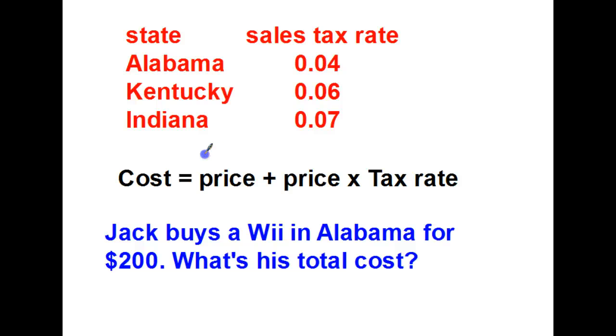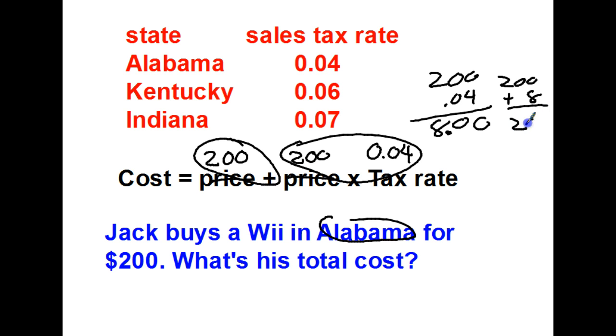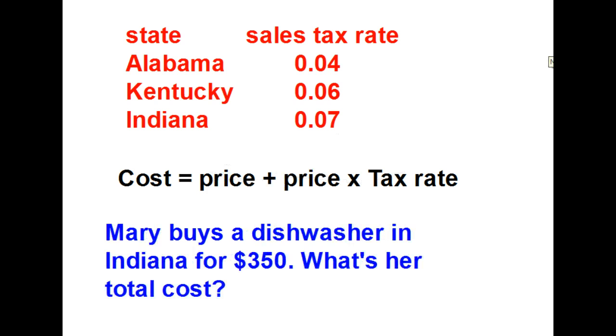So he's spending $200. That's my price. That's going there and there. And then the tax rate, since it's in Alabama, is 0.04. I remember my saying on the Tower of Powers, please excuse my dear Aunt Sally, so I'm going to do the multiplying first. So I got 200 times 0.04, which is 8.00. Bring my decimal point. $8 is my tax. Add that on to this 200. So then I got 200 plus 8. If he bought the Wii in Alabama, the total price would be $208. Stop the video when you try this one out.